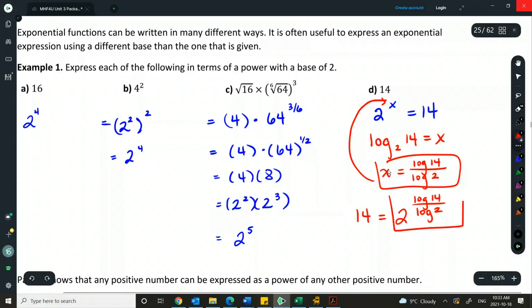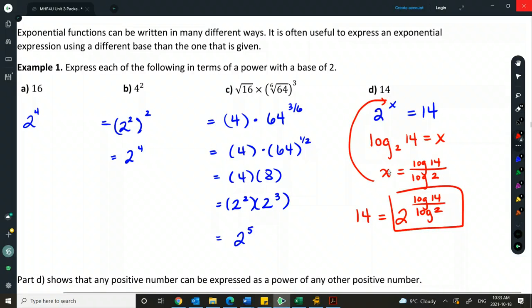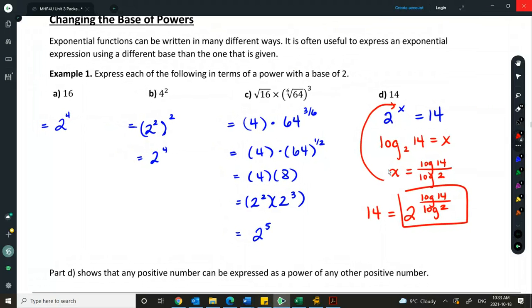So this is my answer. This is 14 expressed as a base of 2. 2 to the exponent log 14 over log 2. So we can actually do this with any number, right? So part D is showing us that any positive number could be expressed as a power of any other positive number. So 14 can be expressed with a base of 2. I can express 27 with a base of 5, right? Whatever I want, as long as we express it like this. Okay, and we're expressing it exactly as well. We're not rounding anything or calculating any decimals or anything like that. So we're expressing this as an exact value.